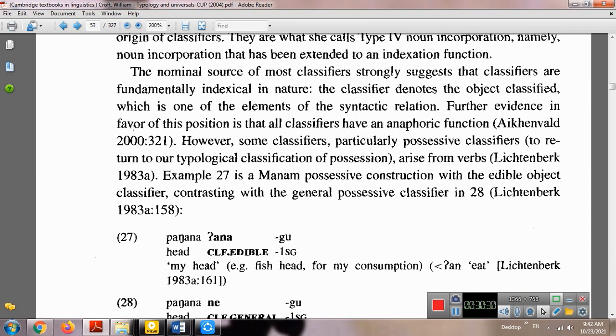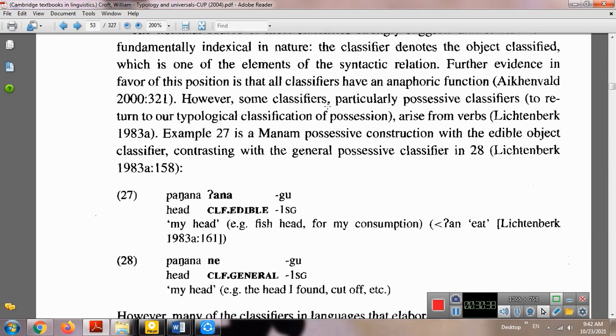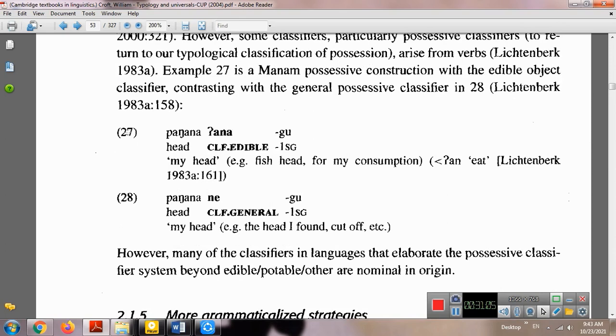Further evidence in favor of this position is that all classifiers have an anaphoric function. However, some classifiers, particularly possessive classifiers, to return to our typological classification of possession, arise from verbs. Example 27 is a non-possessive construction with the edible object classifier, contrasting with the general possessive classifier in 28. Here you can see their example.